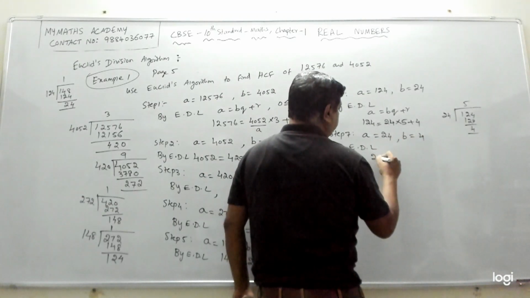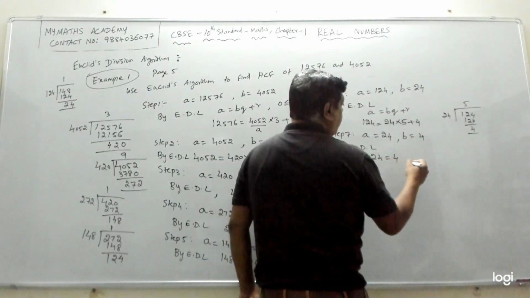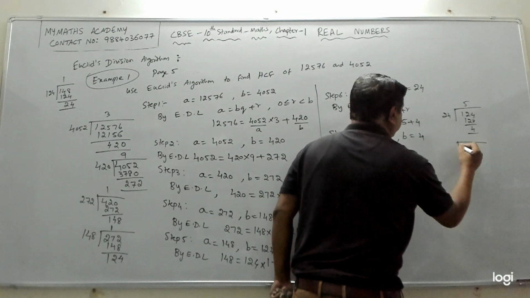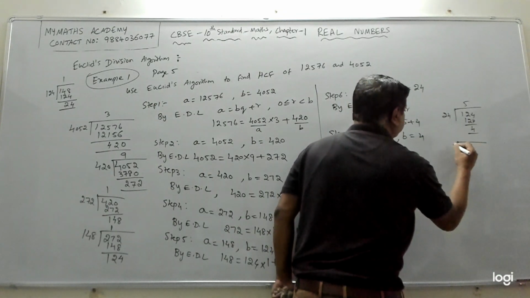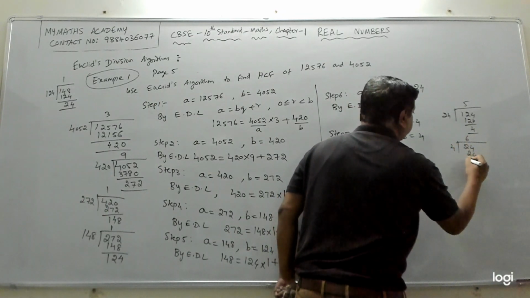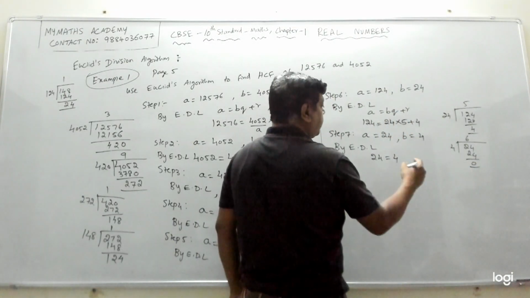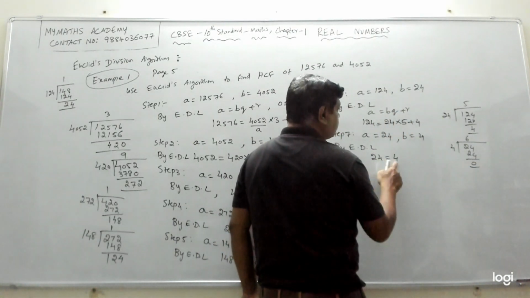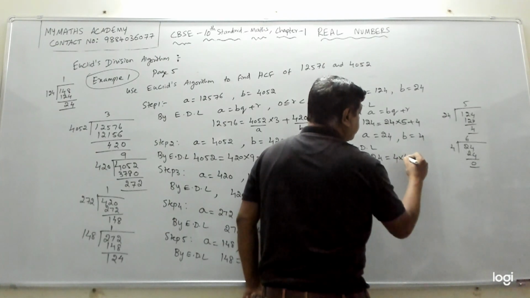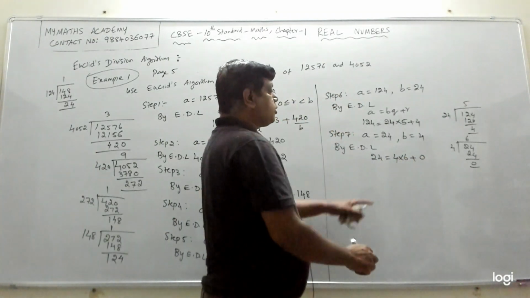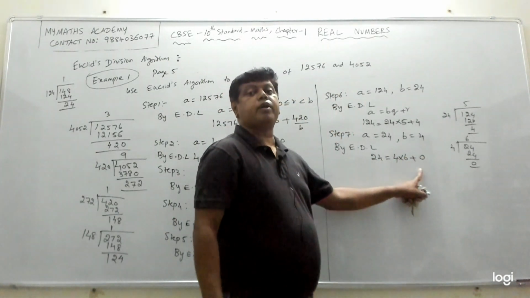So A is what? 24 can be written as 4 into what? If I divide my 24 with 4, I'll get 6 times and the remainder becomes 0. So I will write this 24 as 4 into 6 plus 0. Now we should stop here because our remainder became 0.